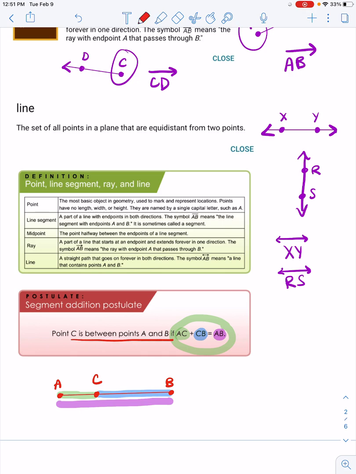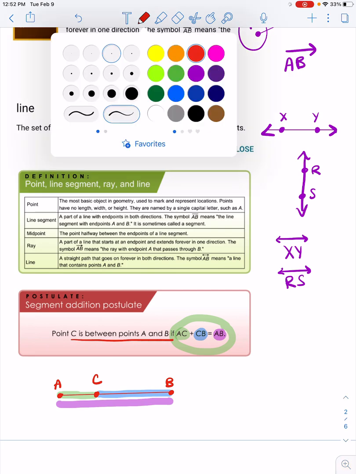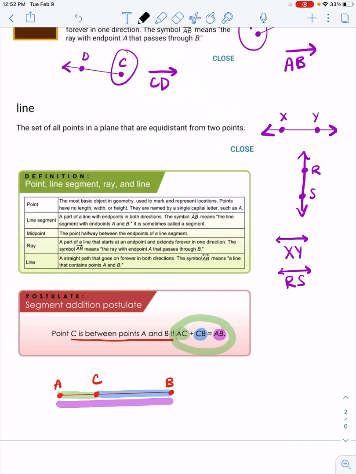So for instance, and you could possibly have this on a quiz or a test at the end of the unit, let's say I have this. So we'll say X, this is Y, and this is Z. And so this is pretty basic. Let's say this is 7 and this is 10. And then I want you to find the length of XZ, okay?